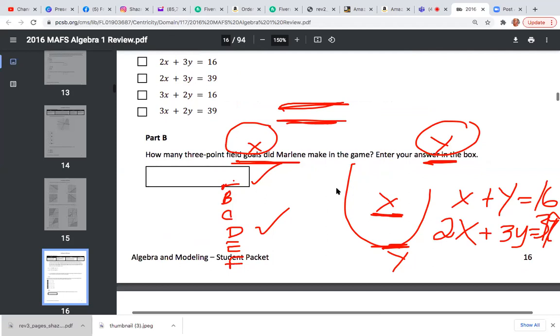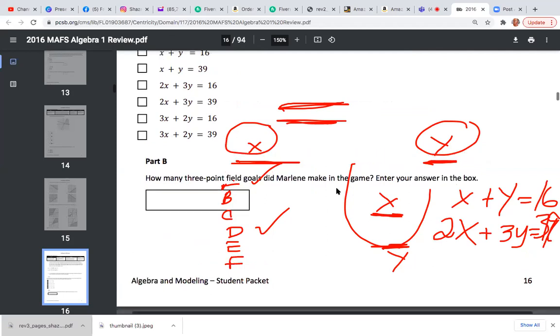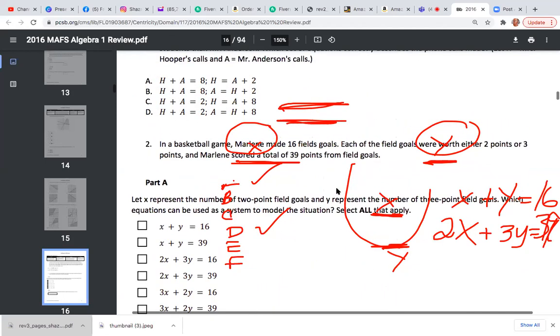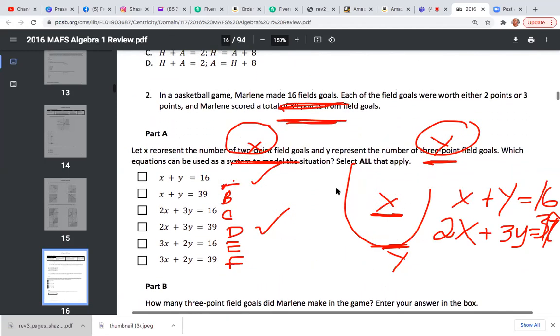Like, guys, this one right here, let me see here. Hold on a second. I moved it up. Hold up a second. Right there. Okay. Like this one, letter E, guys. What is that saying? 3 times x plus 2y equals 16. That makes no sense, okay? That makes no sense whatsoever. And then letter F, that's 2 times y. Y is the number of 3-point shots. You can't have 2 times y because y is 3. So you can't do that one.